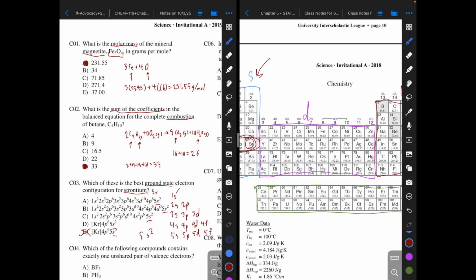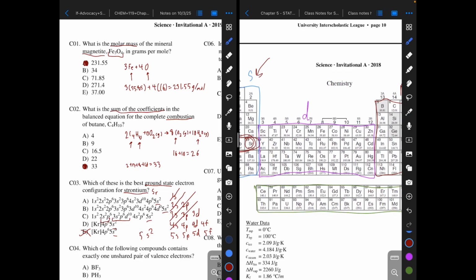Now I want you to cross through any element going from the top right to bottom left. So we've got 1s and we've filled it: 1s2, 2s2, 2p6, 3s2, 3p6, 4s2. Now look here, we notice something. C is a hybrid orbital. You have S and P combined into one. That's not how you would write electron configuration, so that's out.